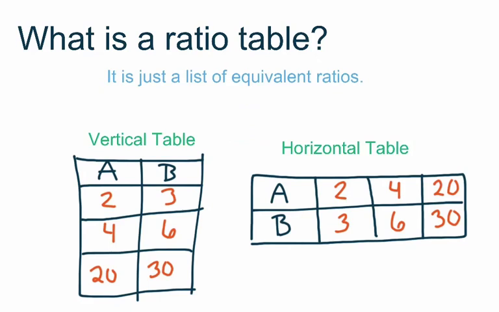So what is a ratio table? We've been studying ratios and how to solve ratio problems. We've already gone over tape diagrams. A ratio table is another organization strategy that essentially is just listing equivalent ratios. You can have vertical ratio tables and horizontal ratio tables. They are the same thing, they're just solved a little bit differently depending on the direction they go in.